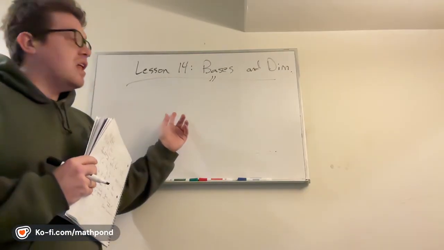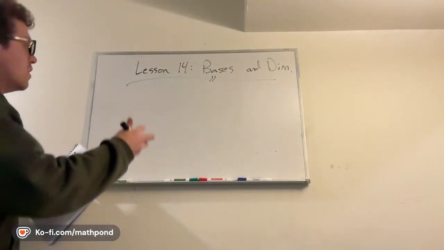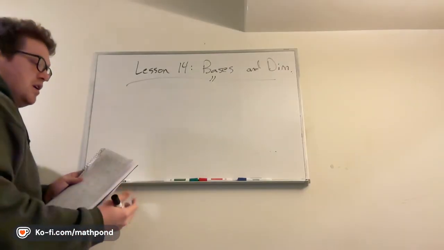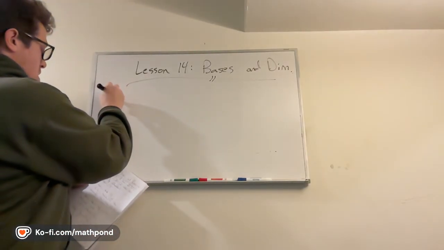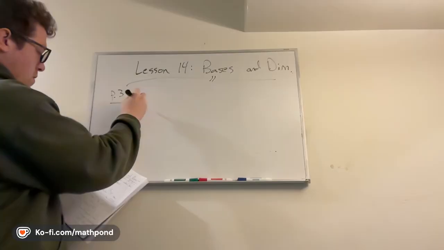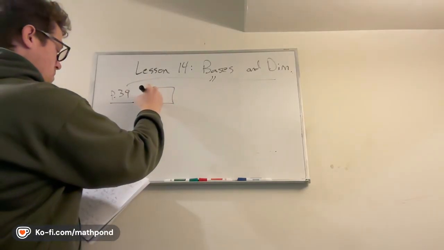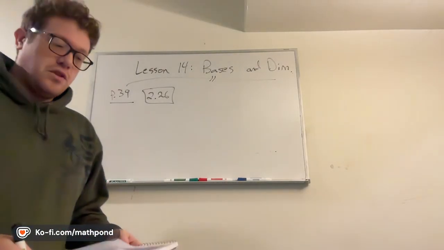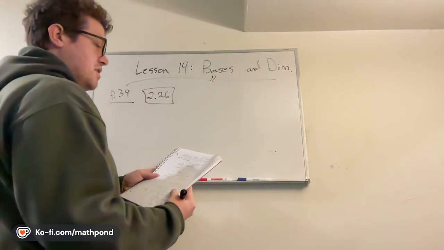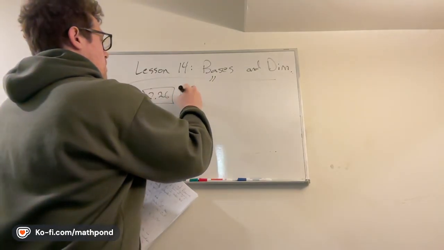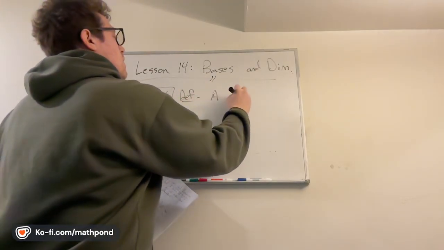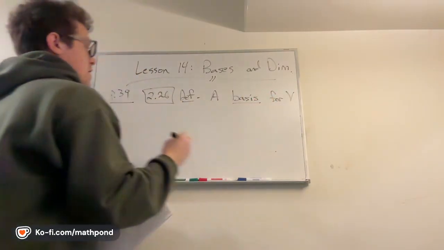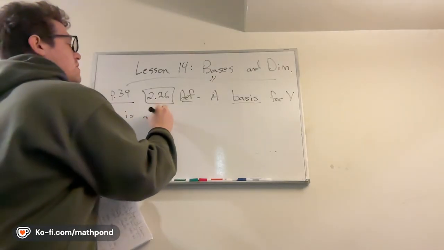So first, let's write down what the definition is. Again, we're following the Axler book, Sheldon Axler, Linear Algebra Done Right, page 39, definition 2.26. It says a basis of V, sometimes you'll see a basis for V, is a list of vectors.